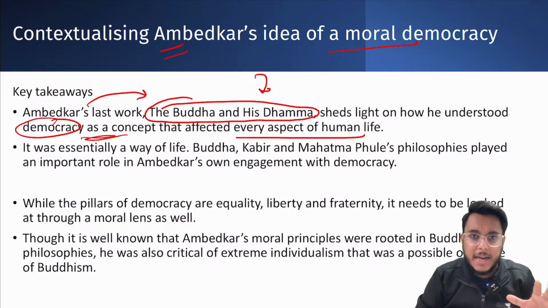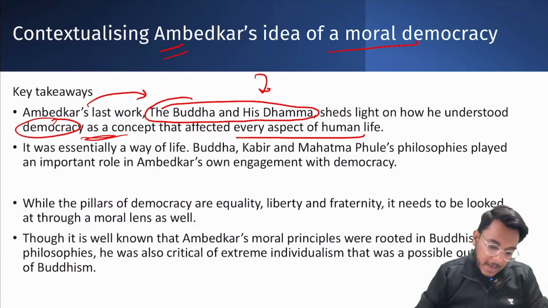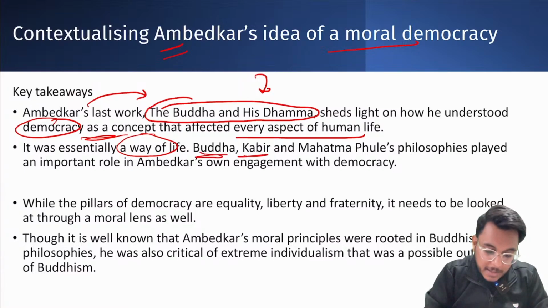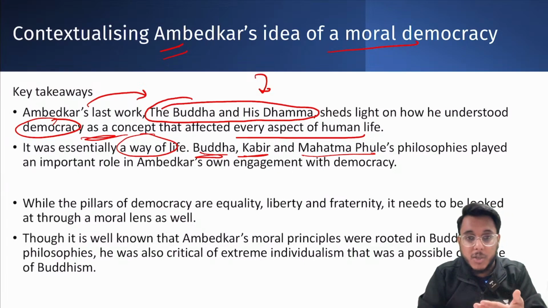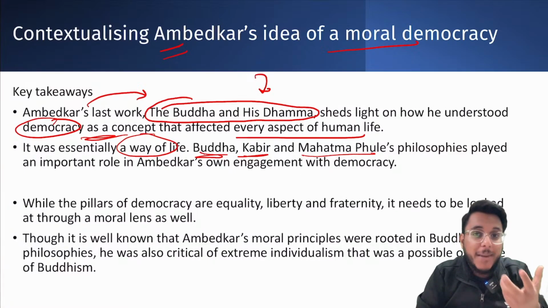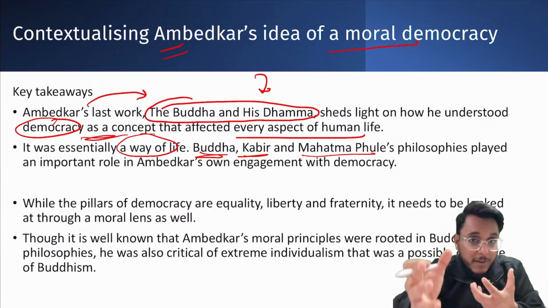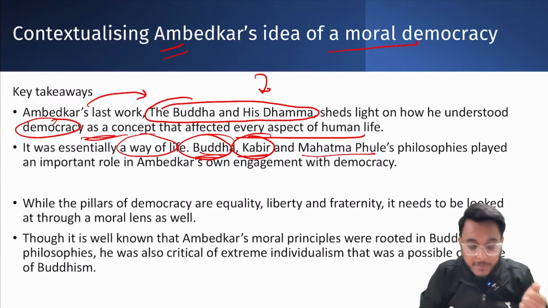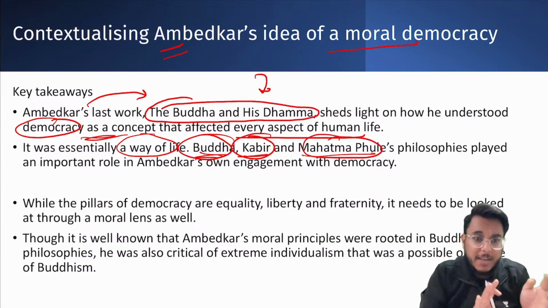Democracy is not just a political idea. Democracy affects your social life, your political life, your economic life, all the aspects. According to Dr. B.R. Ambedkar, democracy is a way of life. The philosophies of Buddha, Kabir and Mahatma Phule have played a very important role in the evolution of Ambedkar's ideas. In Ambedkar's idea of democracy, the impression of Buddha's philosophy, Kabir's philosophy and Mahatma Phule's philosophy can be found.